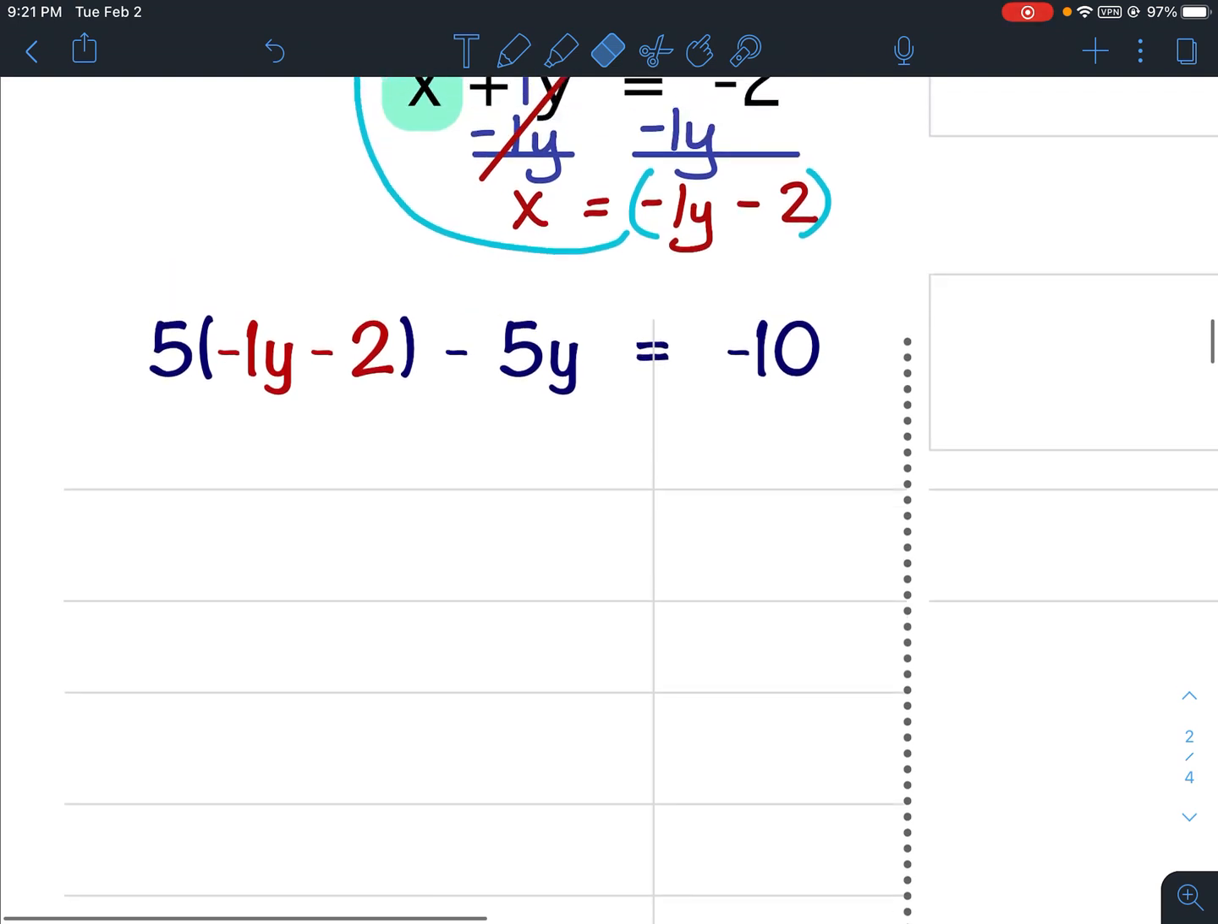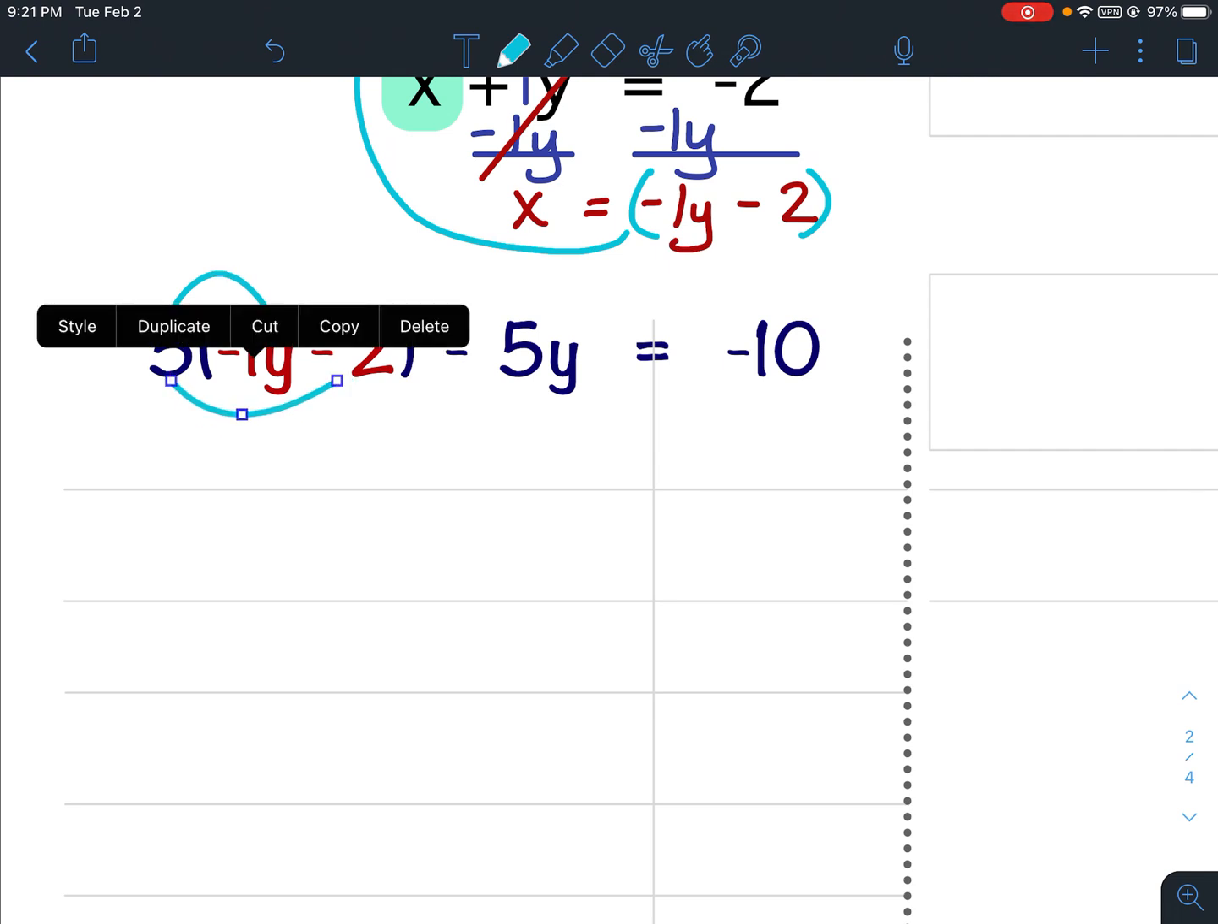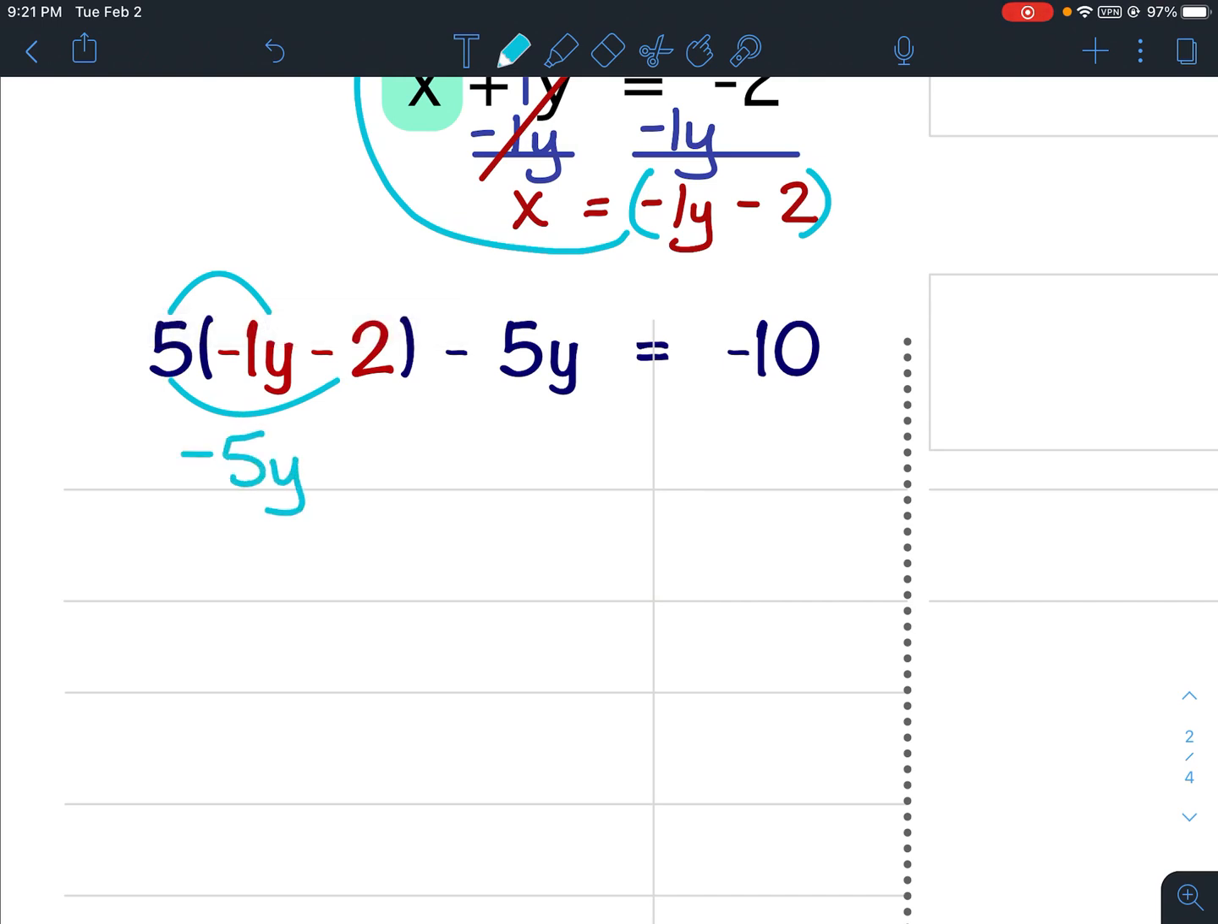All right, let's solve this multi-step equation. Five times negative 1y would give me negative 5y. 5 times negative 2 is negative 10. Bring down the negative 5y. Keep the equal signs lined up. Bring down the negative 10. Now we combine like terms.